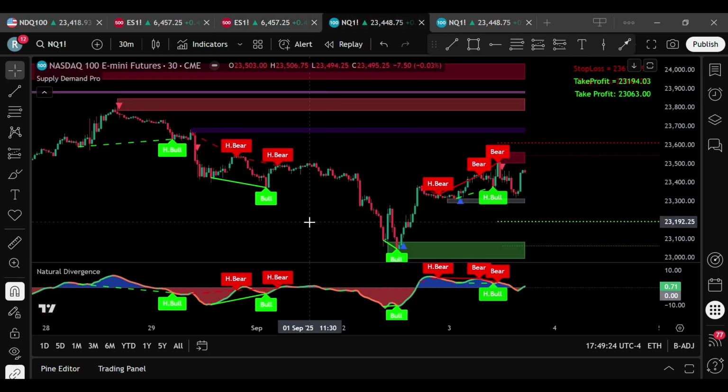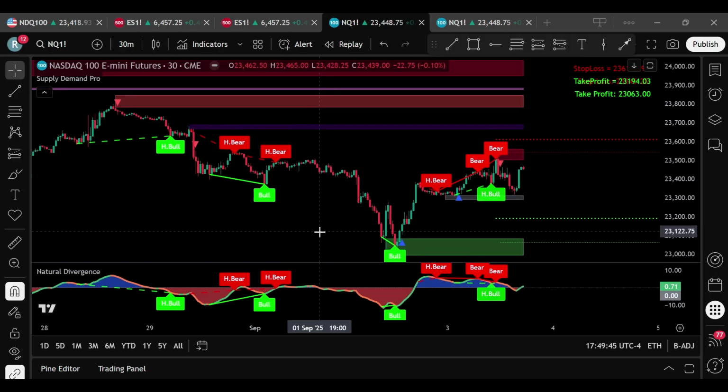And then for the last example, now on the NASDAQ futures chart, I'm on the 30-minute time frame and got the natural divergence on here. And this is another great indicator from Indicator Vault that I think pairs well with this. However, please note, it's not going to give as many signals as some of the others. However, these are going to be extremely high probability.